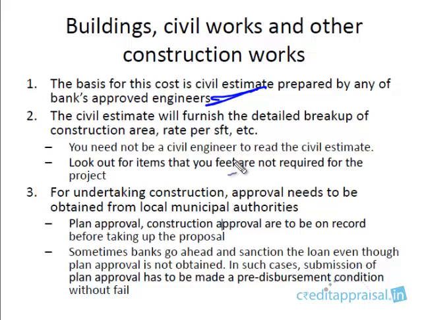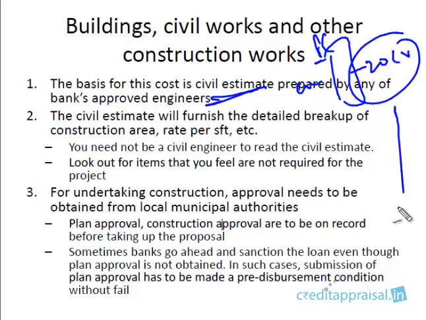The civil estimate will furnish a detailed breakup of how this is arrived at. For example, in the project cost there is an item called civil work, say it's 20 crores. How this 20 crores is arrived at, the detailed breakup will be furnished in the civil estimate. Construction area, rate per square foot, what are the various facilities that the company needs to have, what is the construction area, what is the rate per square foot.